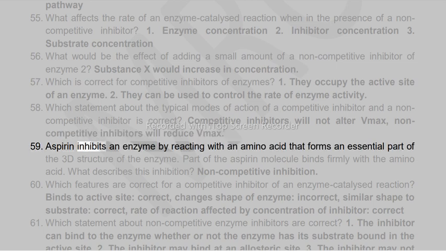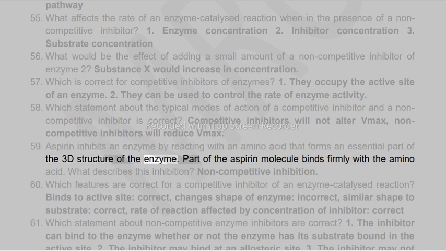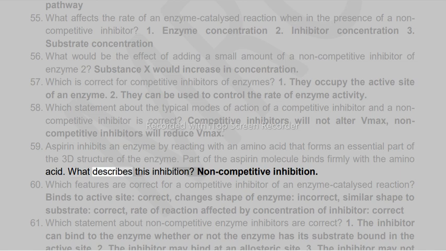59. Aspirin inhibits an enzyme by reacting with an amino acid that forms an essential part of the 3D structure of the enzyme. Part of the aspirin molecule binds firmly with the amino acid. What describes this inhibition? Non-competitive inhibition.